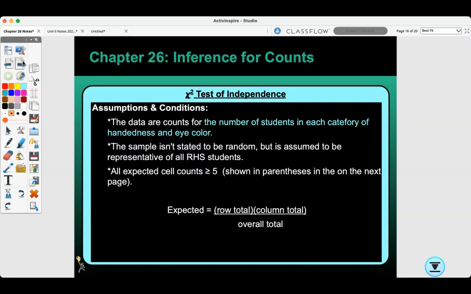Assumptions and conditions. The data accounts for the number of students in each category of handedness and eye color. Notice that's within context. For all these examples, everything should always be within context. The sample isn't stated to be random, but it is assumed to be representative of all Rockville High School students. All expected cell counts are greater than or equal to 5 and shown in parentheses on the next page. And you find those expected cell counts the same way we did in the previous example.